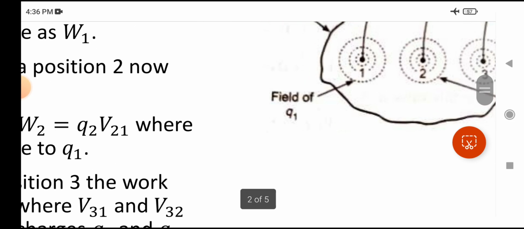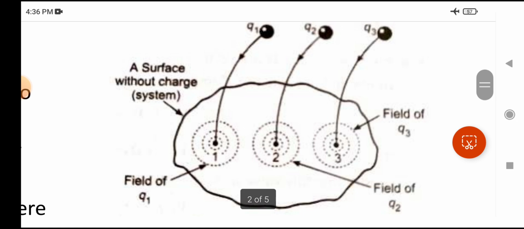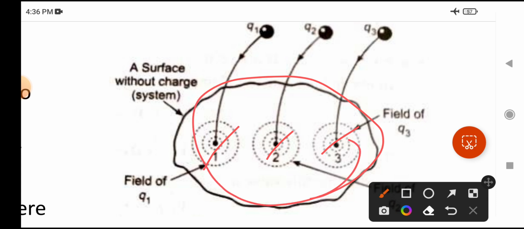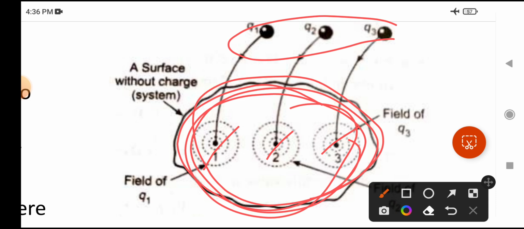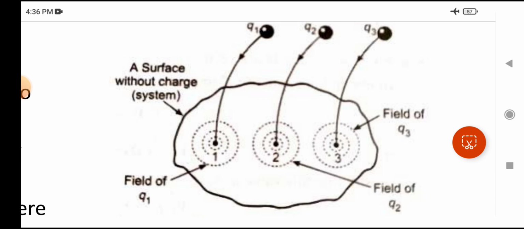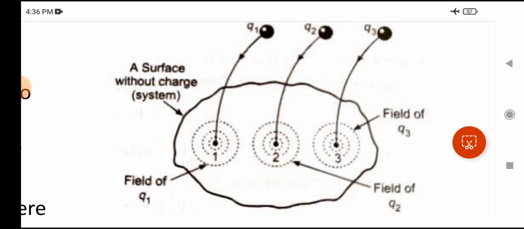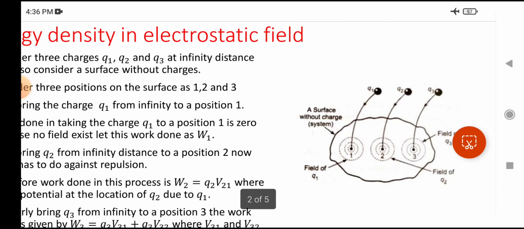Now see clearly. The q1 charge place is there, q2 charge place is there, and q3 charge place. So it is a charged surface. But before these three charges come, it is a charge-free surface, without charge. So first the q1 charge you must keep here only, q2 here only and q3 here only. Okay, let me go back.